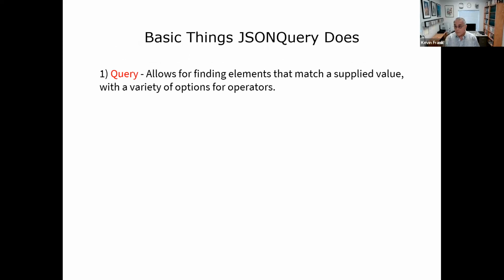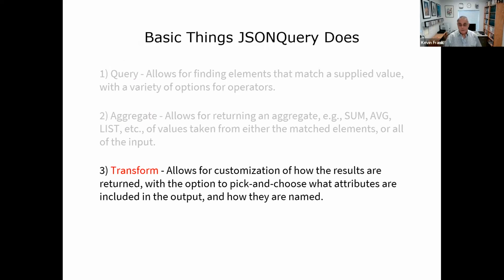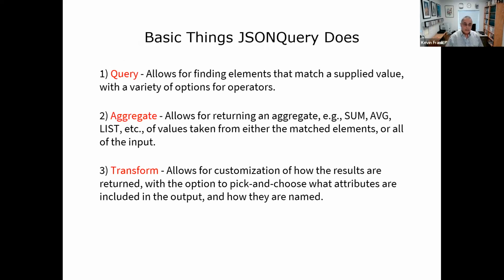So it does three things. It's a Swiss Army knife with about 1,000 blades, and you will never get to the bottom of it. But it queries, it aggregates, and it transforms. Those are the big three.